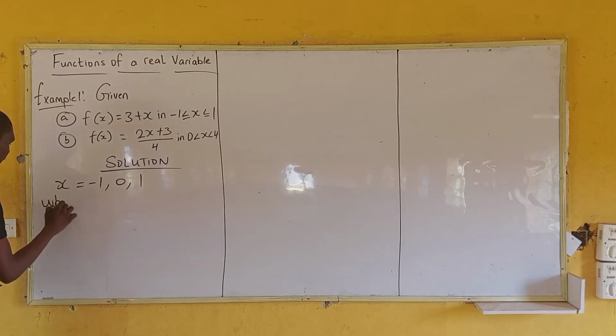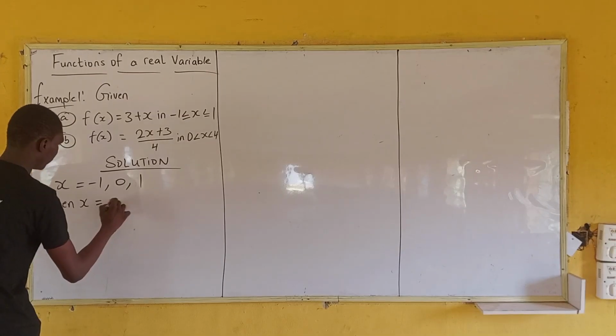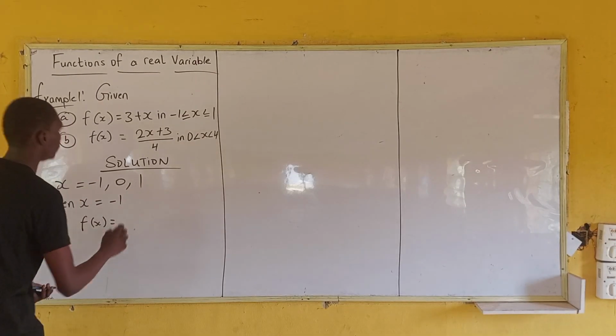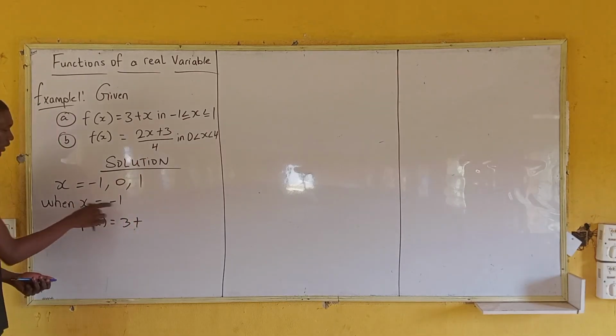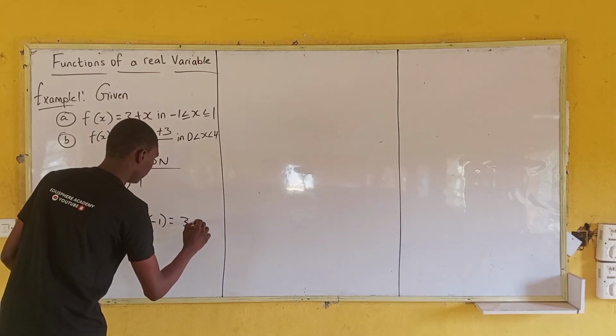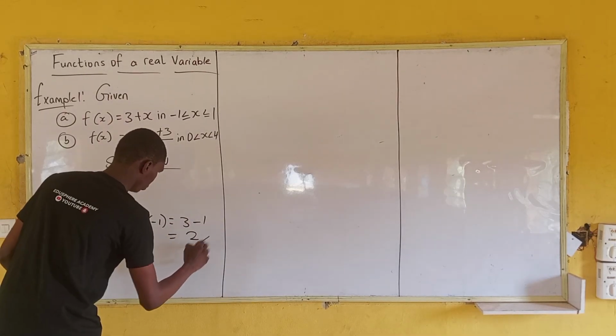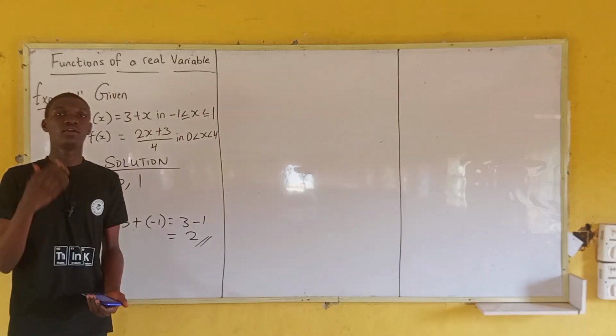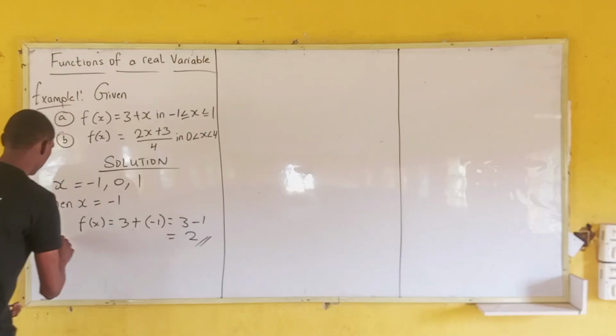You are now going to say that when x is equal to minus 1, f of x will be equal to 3 plus, substitute for x in the given function, 3 plus minus 1, that is 3 minus 1, and that is equal to 2. So therefore, when x is equal to minus 1, our f of x is equal to 2.